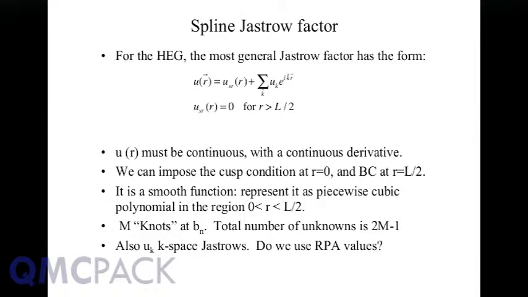And this is how we make it unique: we say the short-range part has to vanish at the edge of the box. This is required by the fact that the wave function and its derivatives have to be continuous in the periodic boundary conditions. So we'd have a condition like this. We have the cusp condition. This has to be a smooth function, and so we can expand it in a polynomial basis, and that would be a so-called spline function.